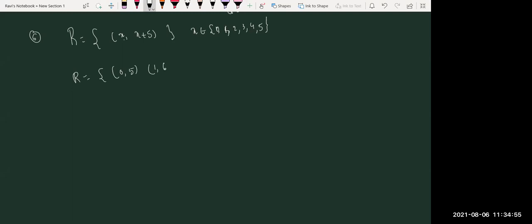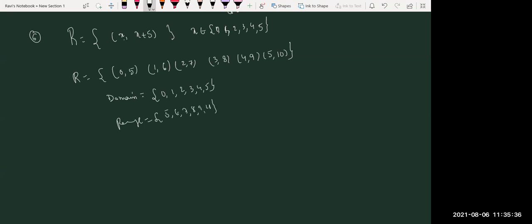Determine the domain and range of the relation. It's not there in the set, but the given relation is, so you can write it, no problem. x is 2 means 7, x is 3 means 8, 9, 10. Then what is the domain? 0, 1, 2, 3, 4, 5. What is the range? 5, 6, 7, 8, 9, 10.